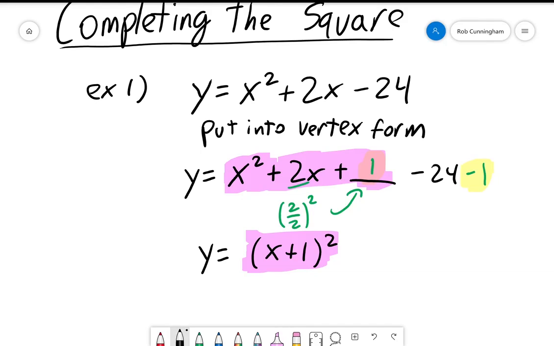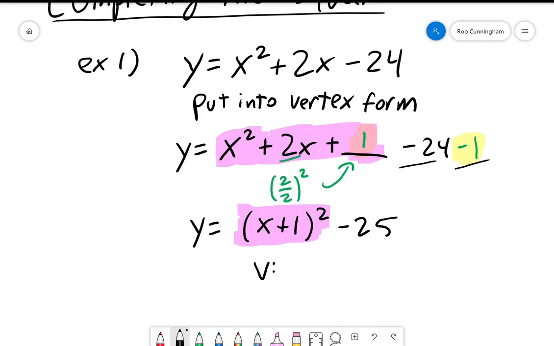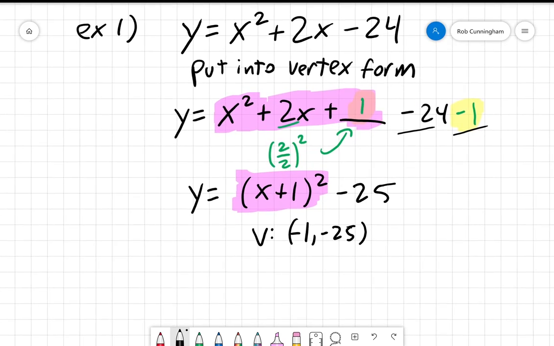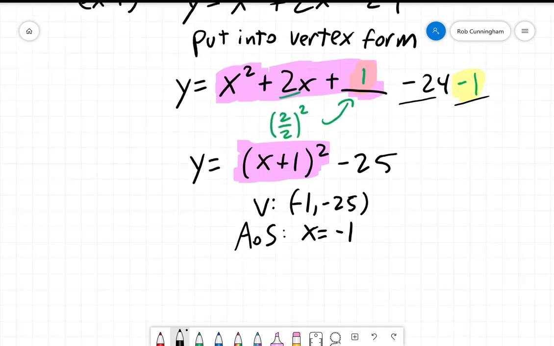And what's left? Minus 24 combines with minus 1 to make minus 25. My vertex is negative 1, negative 25. My axis of symmetry is x equals negative 1. Let's do another one.